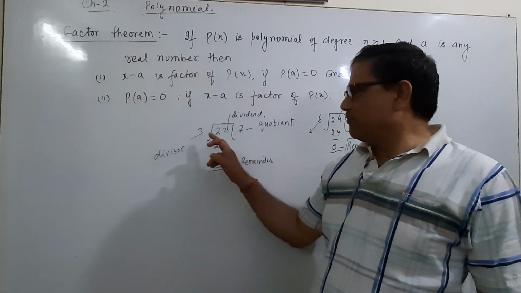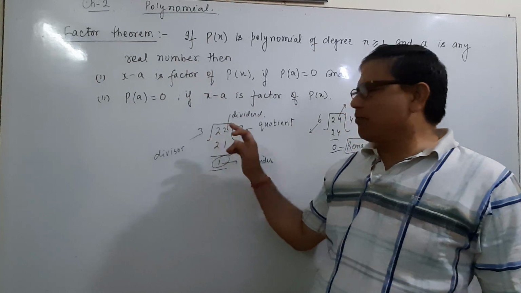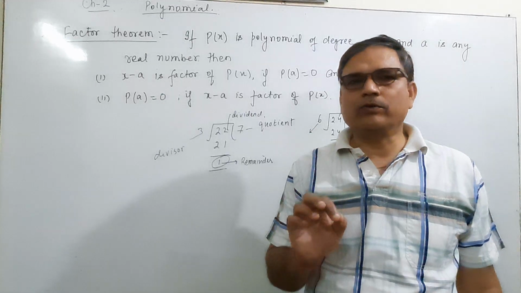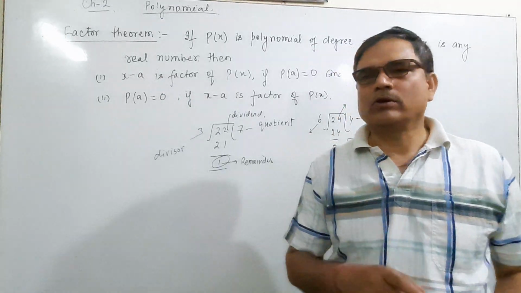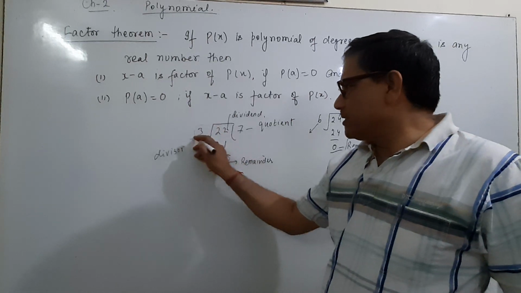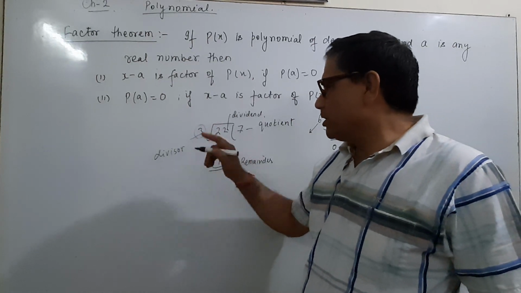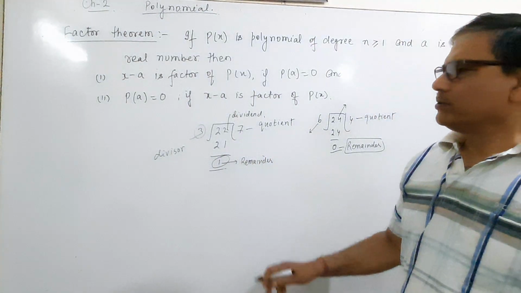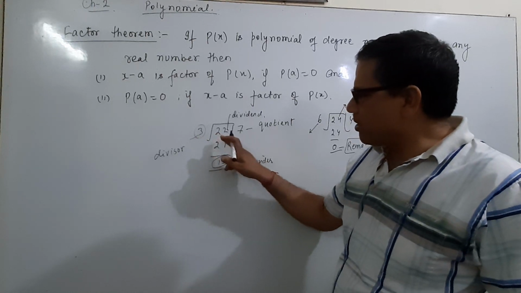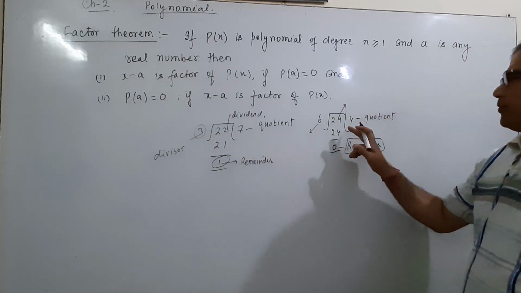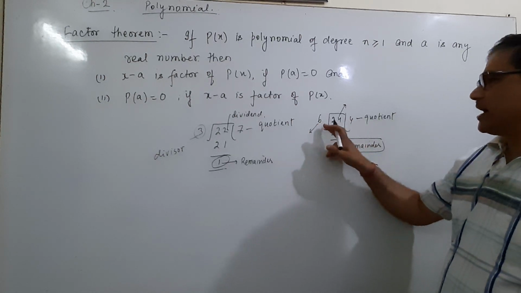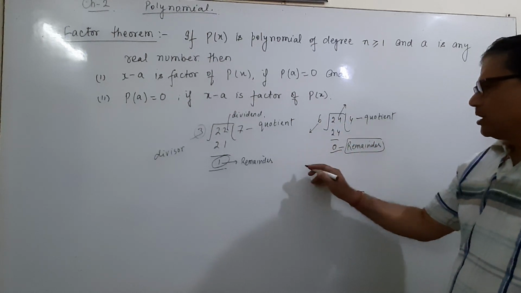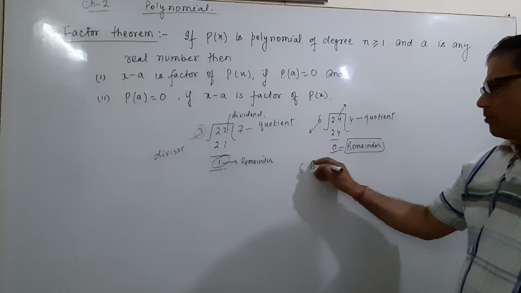When the remainder is 1, we will not say that 3 is a factor of 22. 3 is not a factor of 22 because the remainder is not equal to 0. So it means when the divisor 3 divides 22, the remainder is not equal to 0, so we can say 3 is not a factor of 22. And here, when 6 divides 24, the remainder is 0, then 6 is a factor of 24.